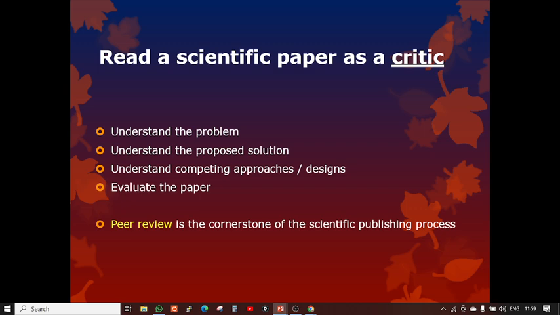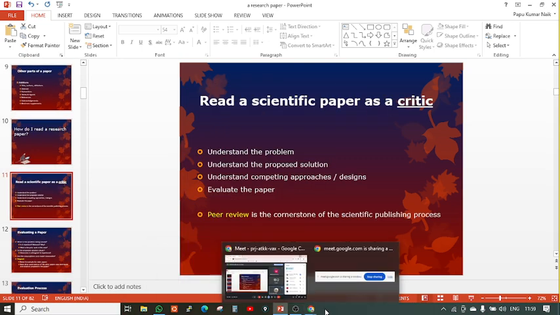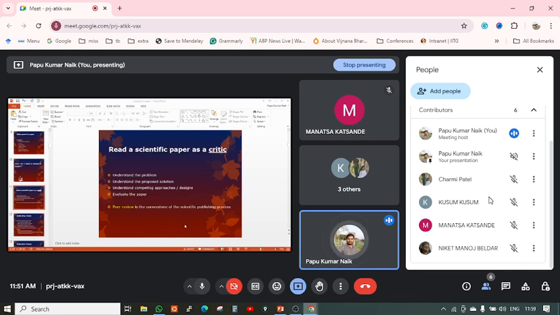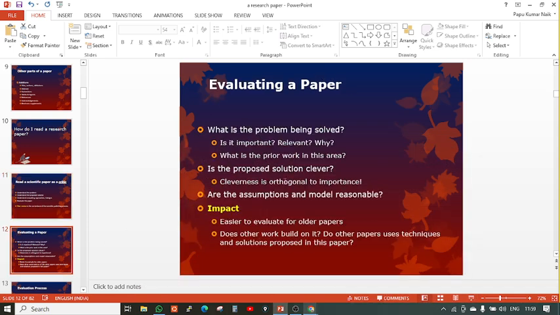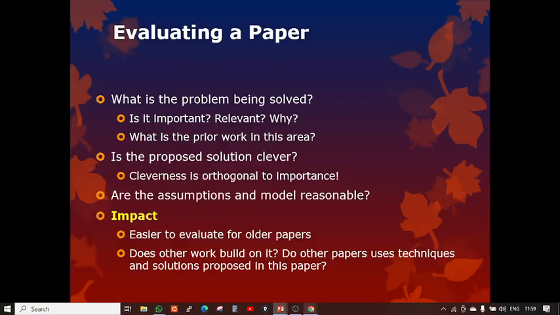Peer review is the customer of the scientific publishing process. That's why, when you are publishing a research paper, the review process goes on, because the reviewers criticize your paper as to whether it is good or not. Then the next part is evaluating a paper. First is to become a critic. Second is evaluation. As a reader, because I am going to discuss the reading part, you are now a reader, so become a good reader.